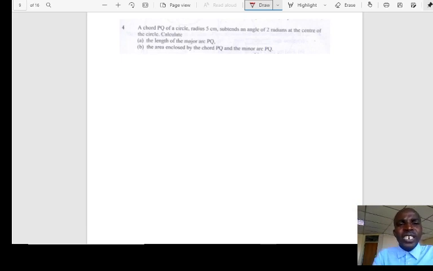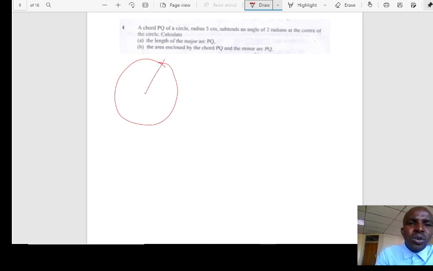Next question, question number 4. It reads, a chord PQ of a circle of radius 5 centimeters subtends an angle of 2 radians at the center of the circle. Calculate, part A, the length of the major arc PQ. Let me sketch. It's actually very important to sketch. So we have a chord here, a chord PQ. A chord is just a line from one point to another point on the circumference of a circle. A special type of chord that divides the circle into 2 equal parts is called a diameter.